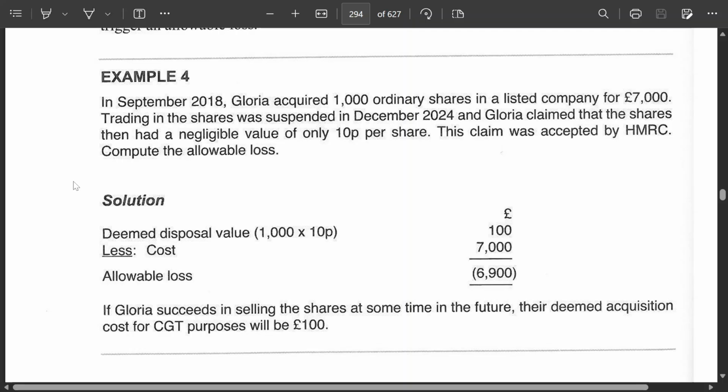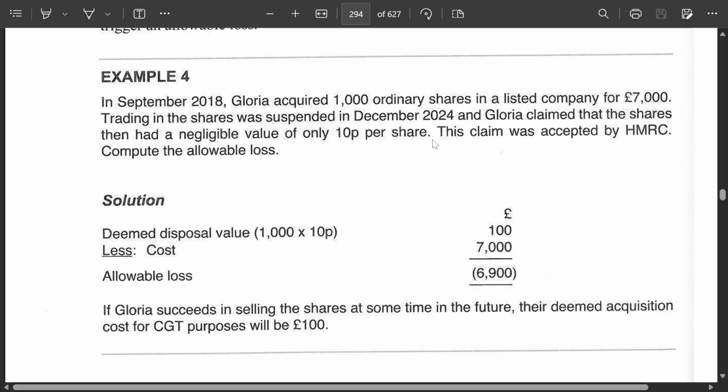So if it's 10 pence, then 10 pence is like 0.1 of a pound. Okay, and so she bought 1,000 shares for 7,000. So she bought it for like 700 pence, right? 700 pence. So UK prices are always quoted in pence, not in pounds. So pence is like 1/100th of a pound.